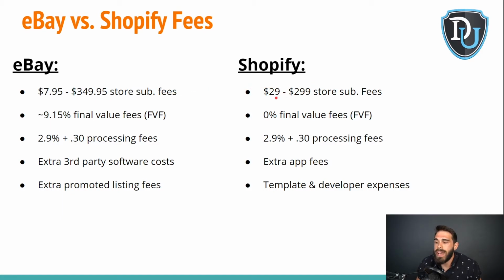So on Shopify, it's going to be $29 for the most basic store, all the way up to $299 for an anchor level equivalent store. As far as final value fees, you are going to be paying 9.15% if you have a basic store or above on eBay, and that's going to be your final value fee. Granted, it does change for some categories, it gets lower, but most of the time it's going to be 9.15%. Shopify does not have a direct final value fee, so that's something to consider.